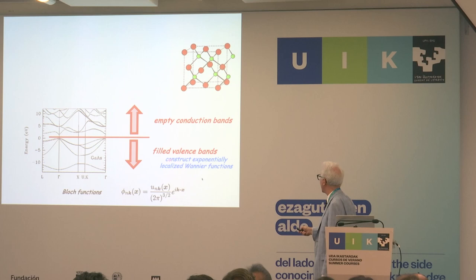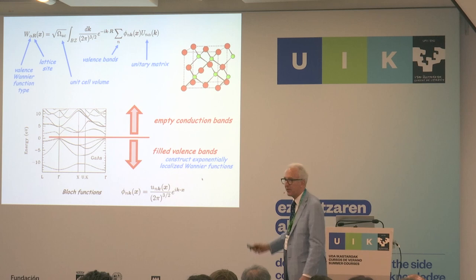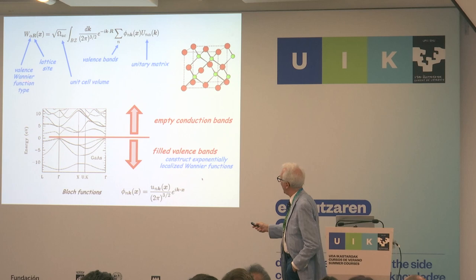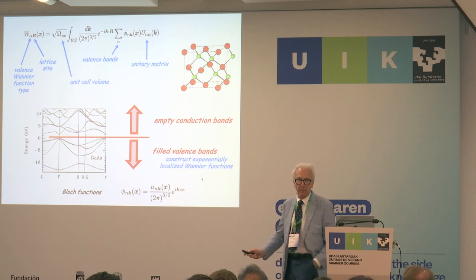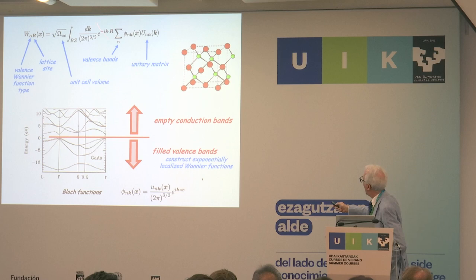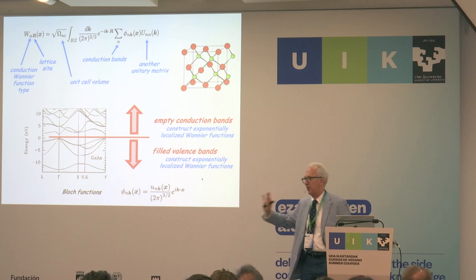But here we go. So gallium arsenide, okay, fine. For the filled valence bands, I can construct exponentially localized Wannier functions, and when I do that, it's going to involve the kind of formulas that David Vanderbilt wrote down the other day. So for a valence Wannier function, there'll be different types. They'll be associated with lattice sites, some normalization things. I sum over the valence bands with a unitary matrix. This is basically what came out of the Vanderbilt group. I could construct my Wannier functions this way associated with the valence bands, and I can also consider Wannier functions associated with the empty conduction band.